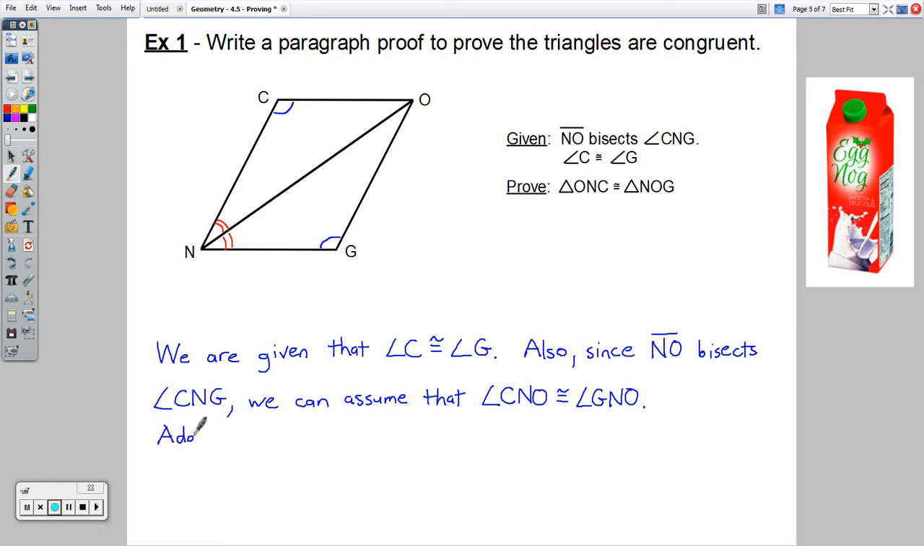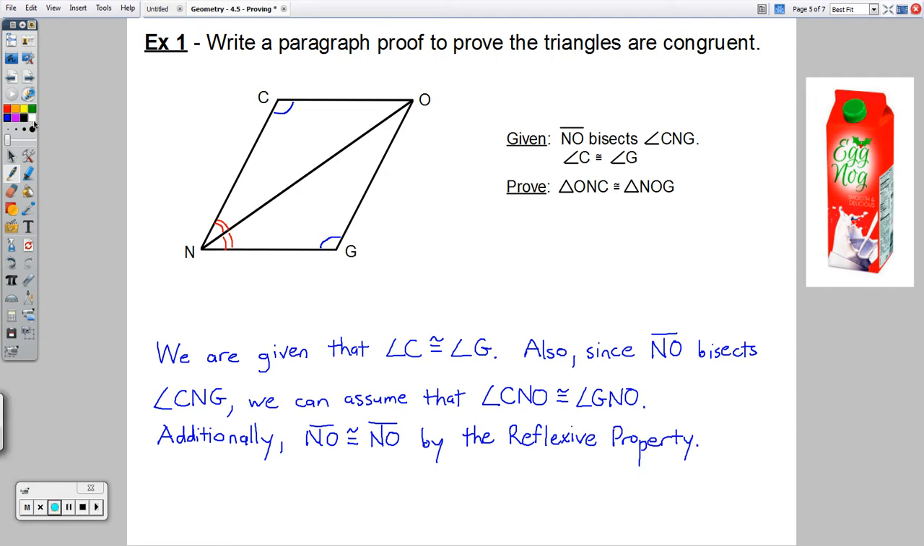So I'm going to say additionally, NO is congruent to itself. So we're actually using the reflexive property. So this is by the reflexive property. Doesn't get used all that often, but in pictures like this, it's a useful property. We can say that something is congruent to itself since it's a segment in both of those triangles. So let's label that then with one tick mark there. So the red stuff was the stuff that I added that I could prove based on what I was given.